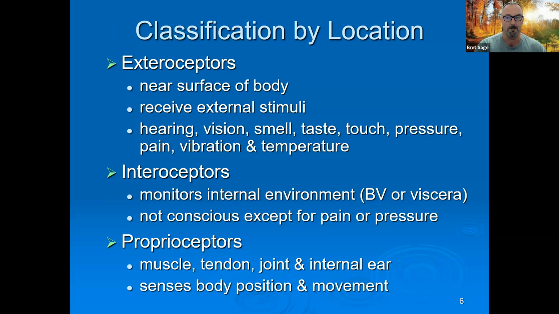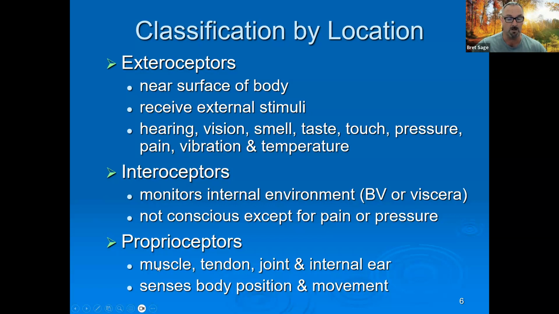Now, interoreceptors are different. They're monitoring what's happening inside your body, not due to outside changes, but due to internal changes that are happening as part of your normal living process. So interoreceptors monitor the internal environment, such as blood vessels or viscera, digestive organs, generally not conscious, or you can't tell what's happening, except when it becomes painful or the pressure becomes high. So for example, you don't normally notice your stomach unless there's a problem associated with your stomach that generates pain and pressure.